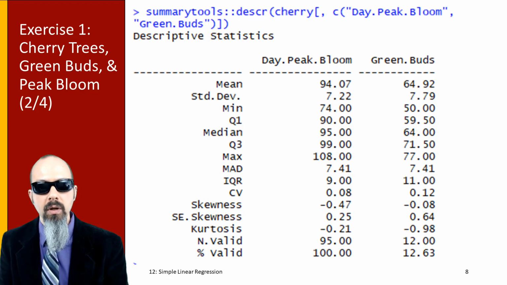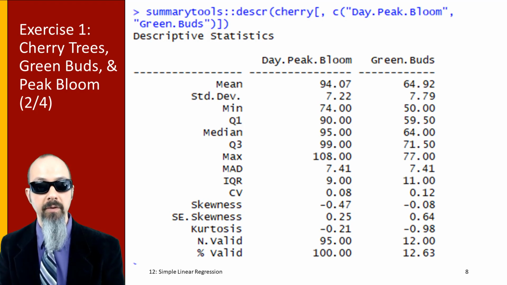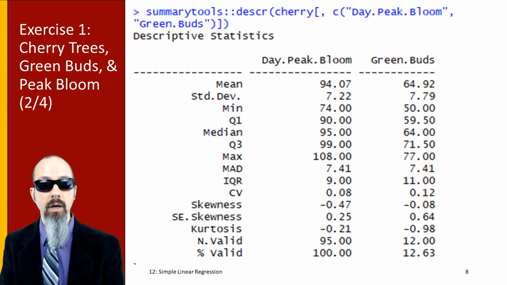So when we do the correlation and the regression, the largest number you're going to be able to get for your n in those analyses is the number of data points that have values for both variables. If all of the data points that have green buds also have peak bloom, we would have an n of 12 for the analysis. If it is less, then we'd have less than 12. So we need to take that into consideration when doing these different analyses. How large is your sample?